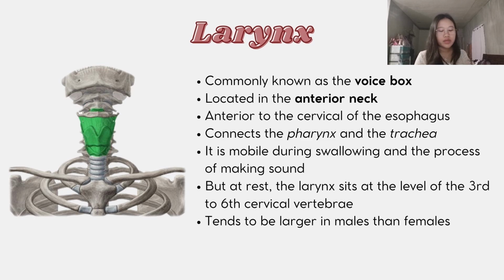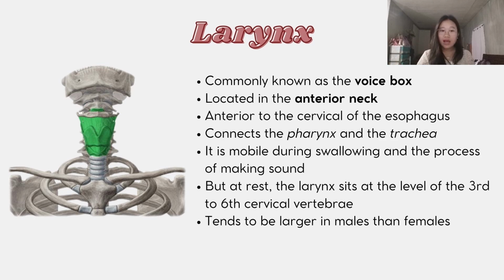So during swallowing and the process of making sound, like what I am doing now, our larynx is mobile or moving. However, if it is at rest, the larynx sits at the level of the 3rd to 6th cervical vertebrae. Well, this is correct for our average adult male. For females and children, however, it tends to sit slightly higher than the 3rd to 6th cervical vertebrae.